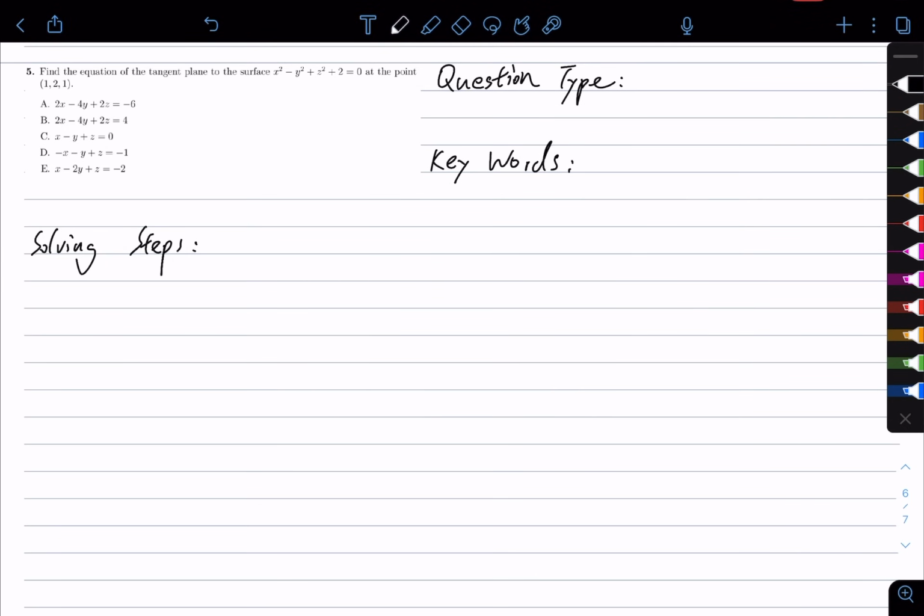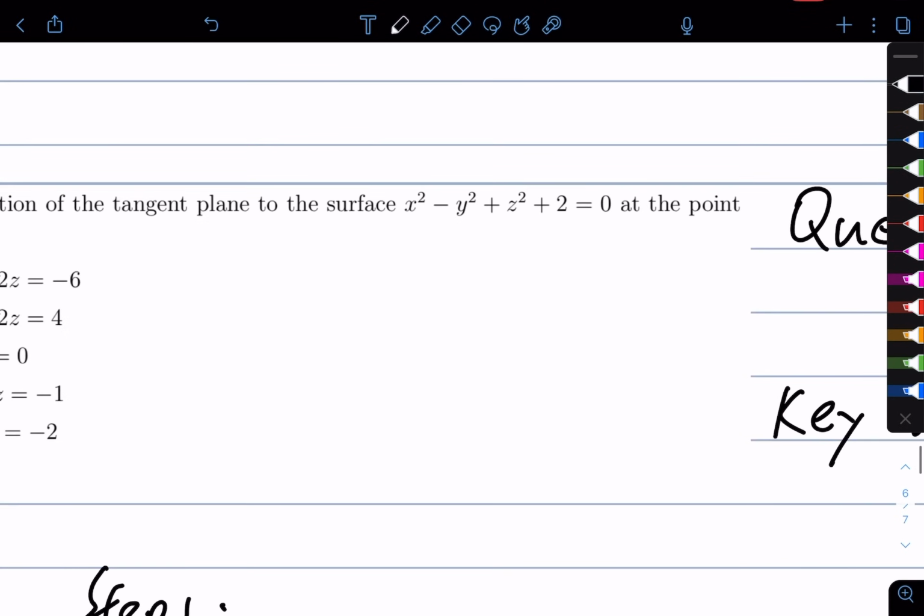Question number 5. Find the equation of tangent plane to the surface at the point of 1, 2, 1. So I think everybody should be able to identify this is a tangent plane problem, right? I'll call them TG and T plane. Okay? But here's my question for you. Is this a tangent plane to an explicit surface or implicit surface? Well, in case you haven't figured it out, this is an implicit surface problem.